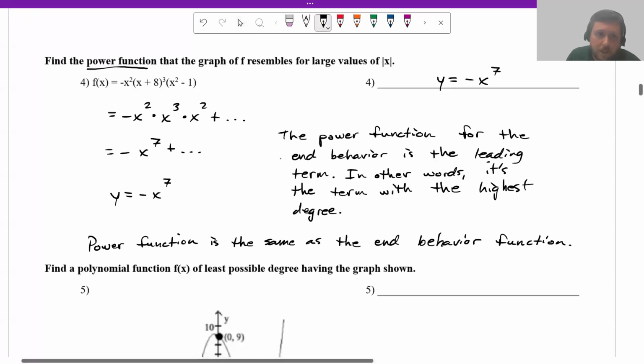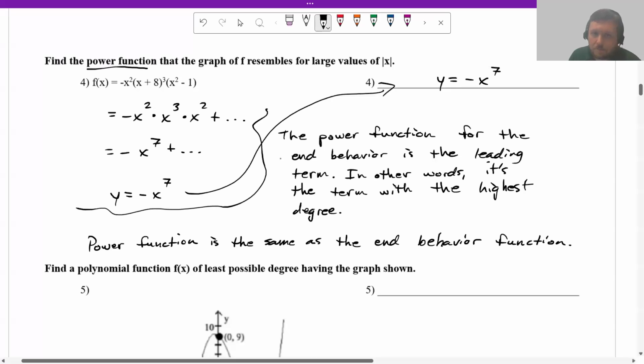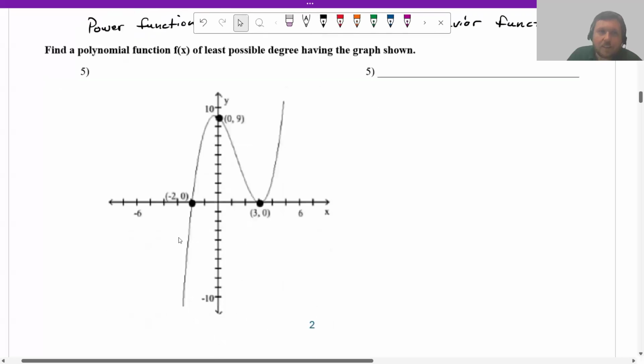All right, so all you had to actually do for this problem was this stuff, and then once you got that, you put it up there. Okay. This here is just review. And then the bottom sentence I would say is clarification. Okay, find a polynomial function f of x of least possible degree having the graph shown.